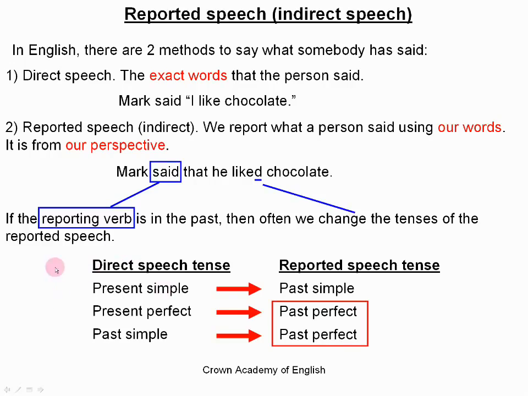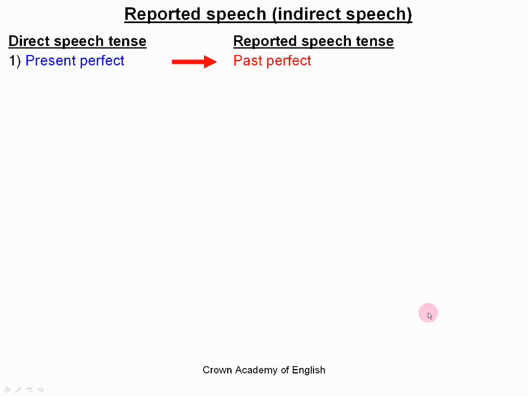So just remember, very important, it is only if the reporting verb is in the past that we have to change the tenses. So we will now look in more detail and I'll give you examples. So we'll look at the present perfect and converting it into the past perfect.